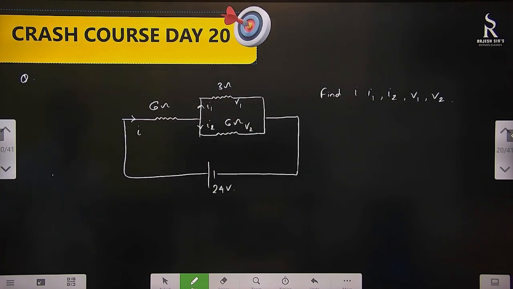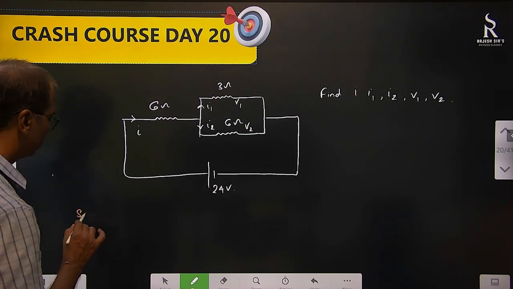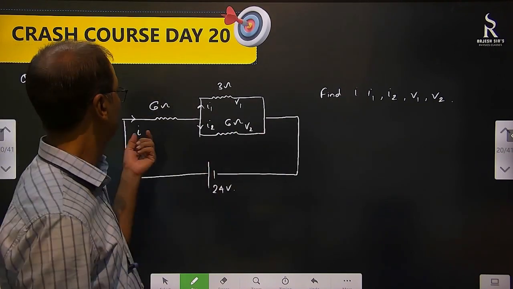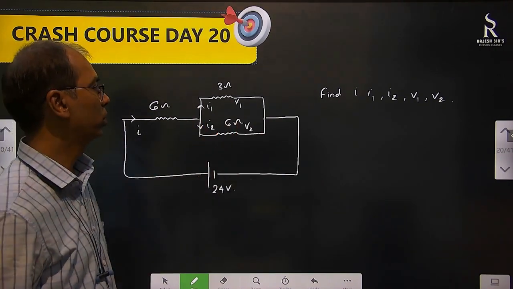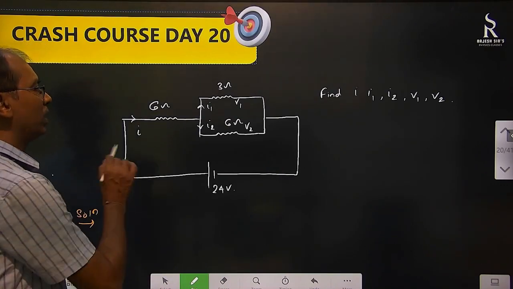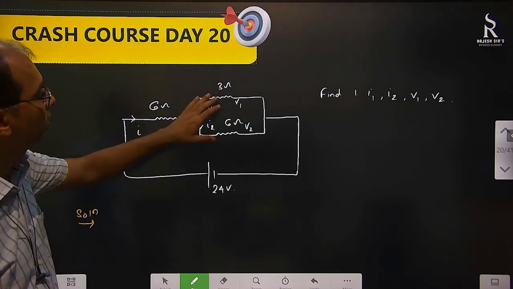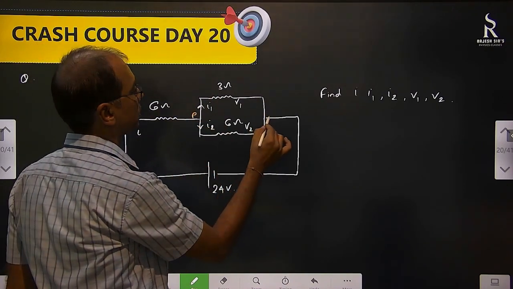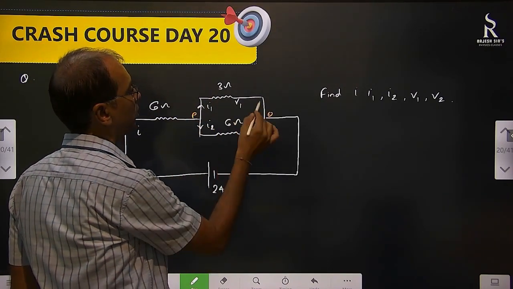Okay, now what is next? Next is a general question, a series parallel question actually. Let's see what the question is asking. Find IE, I1, I2, V1, V2. So let's find out I first. What type of connection is this here? If this is end P and this is end Q, let's say, this is called parallel connection.